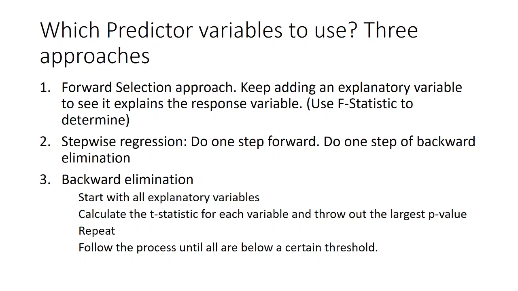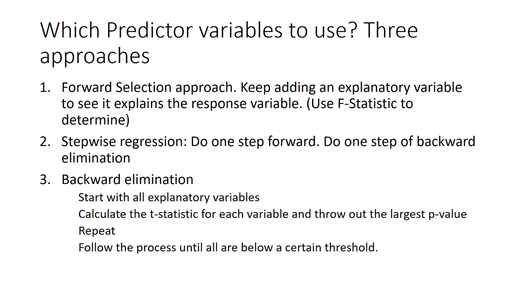Just in terms of what predictor variables to use, there are 3 approaches. The forward selection approach: keep adding an explanatory variable to see if it explains the response variable. Then you can use the overall statistic to determine. Then there's something called stepwise regression. Throw one in, see what happens, throw one out, throw one in a couple times, and just go back and forth until you reach an equilibrium.